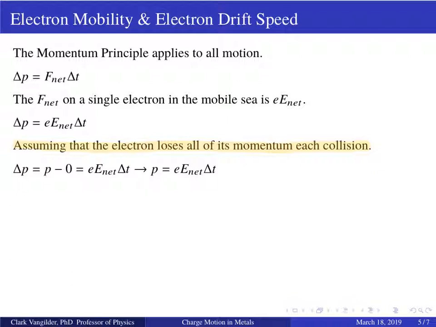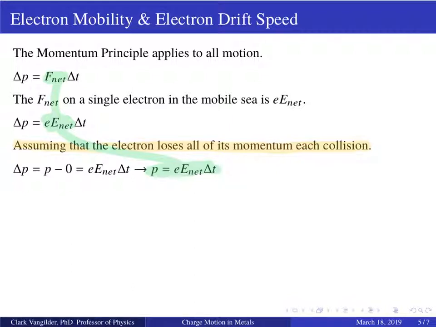So if it loses its momentum, then instead of a delta P, you're just going to have P for a mass times velocity momentum thing. All right? So notice nothing really changed here. F net became eE net, and delta P became P, because we made an assumption about it going to zero, or losing its energy in that collision.